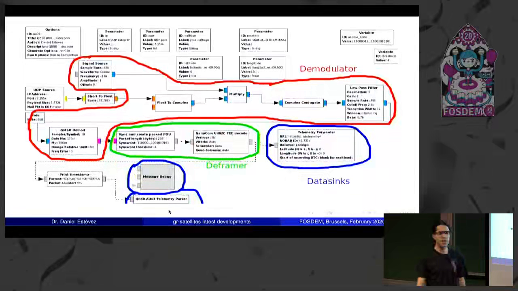So if we look at the example before and we identify the functionality, all the part in red would be the demodulator, in this case for AFSK. Then these two blocks would implement a deframer for this particular GOMspace radio. And then we have a few data sinks which do the useful stuff.